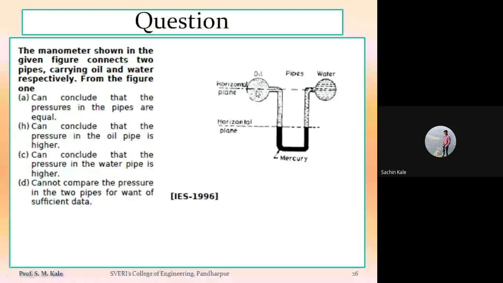Pressure intensity will be pressure of oil, here rho1 g h, is equal to the pressure intensity in the right limb, which will be pressure of water plus rho2 g h.